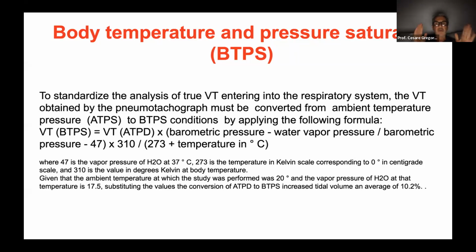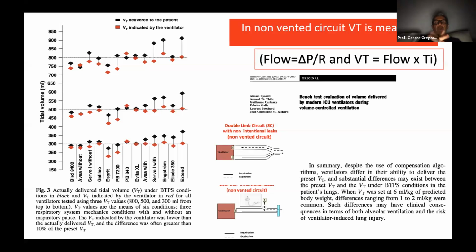The tidal volume obtained by the pneumotach must be converted from ambient temperature and pressure, saturated, ATPS, to body temperature and pressure, saturated gases, BTPS. So we have to speak the same language, either ATPS or BTPS. Why? Because even the most sophisticated flow sensor, how does a flow sensor work? It is a differential flow transducer, so it measures a difference in pressure across a resistance, and so it measures flow. Flow over time is volume.